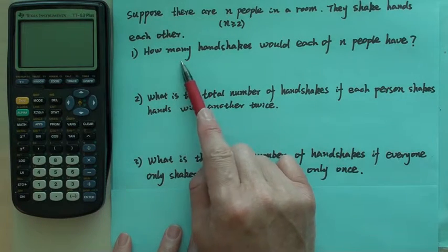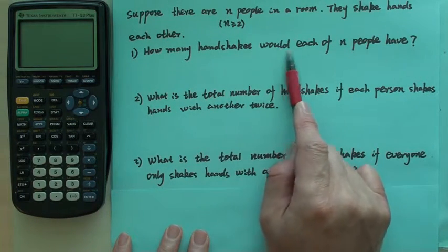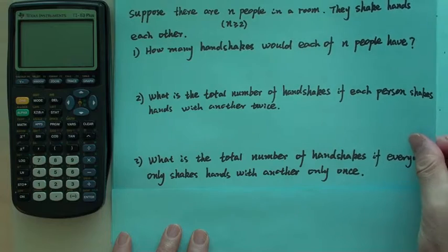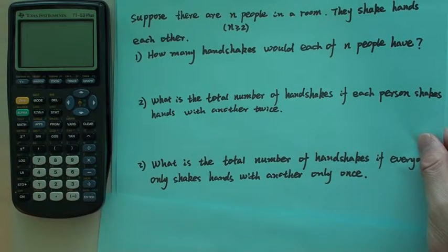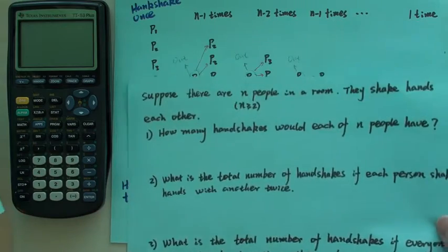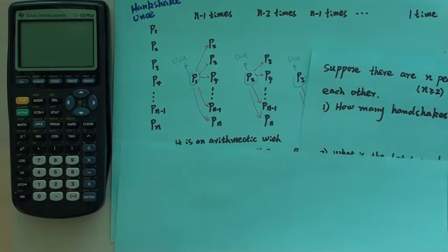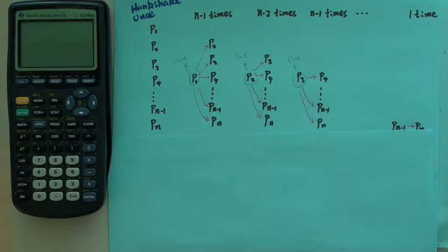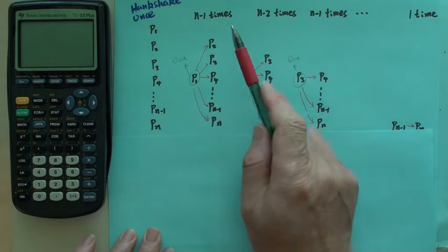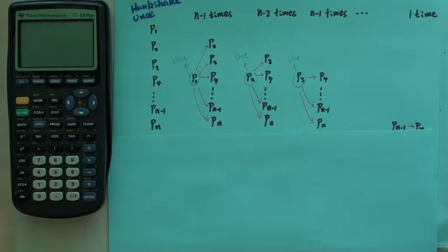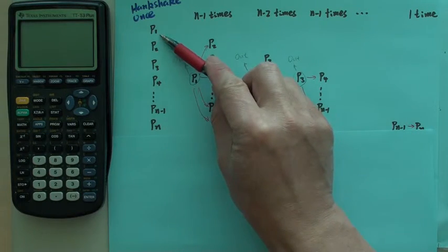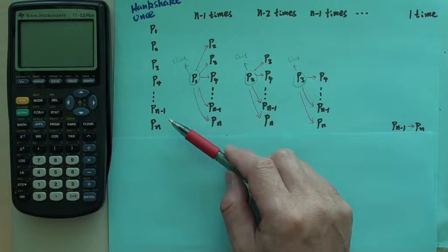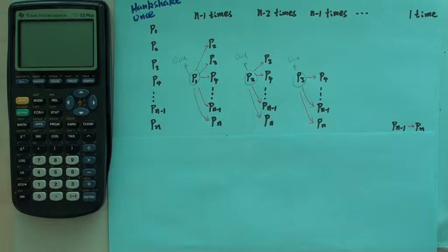Basically, we want to answer these questions. The first one probably is the easiest one: how many handshakes would each of n people have? Here we can use a picture to see it. Look at this picture. Down here, we assume there are n people in a room. You see person 1, person 2, person 3, 4, n minus 1, n. So there are n people in a room.